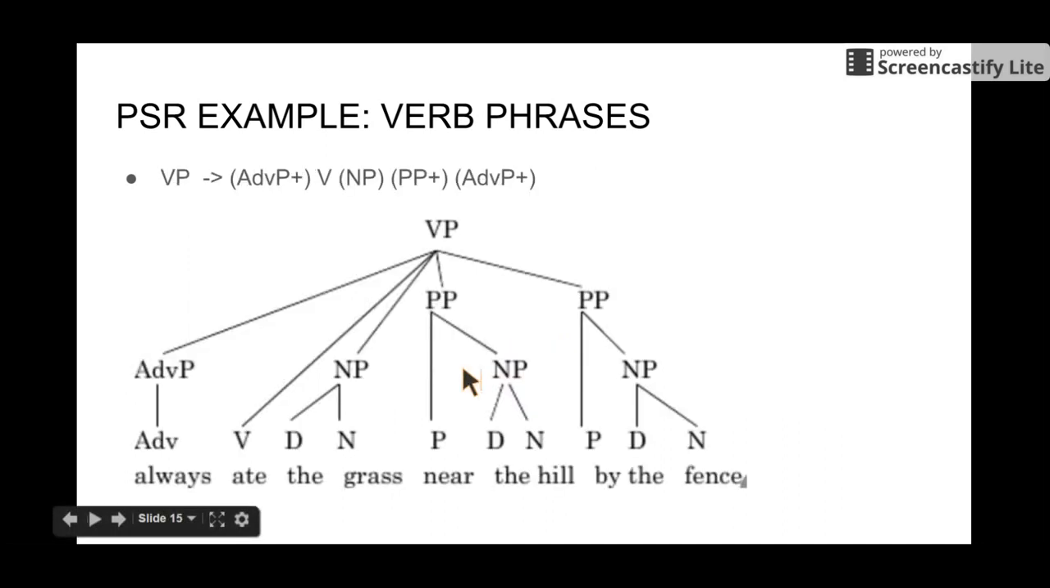Okay, so in the tree structure, we'll have something like this. We'll have two prepositional phrases, near the hill and by the fence, inside a VP, and then we can have an adverb phrase preceding the V head. Okay, always ate the grass near the hill by the fence. And also there could be an optional NP following the head verb, the grass.